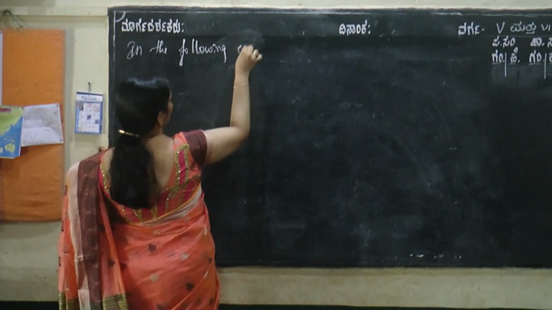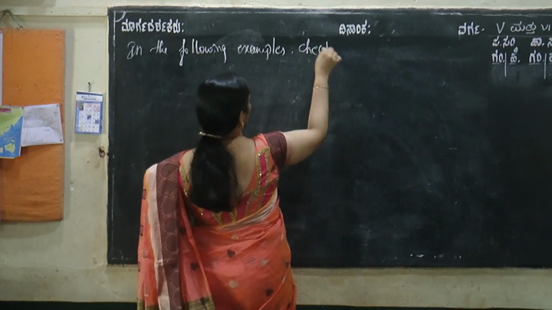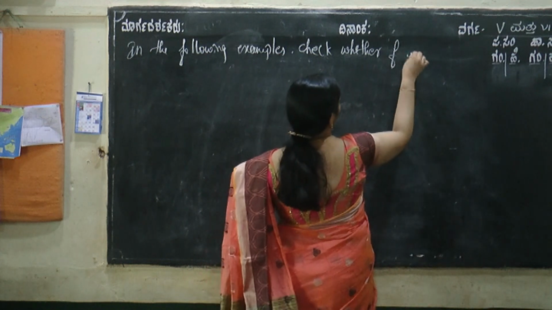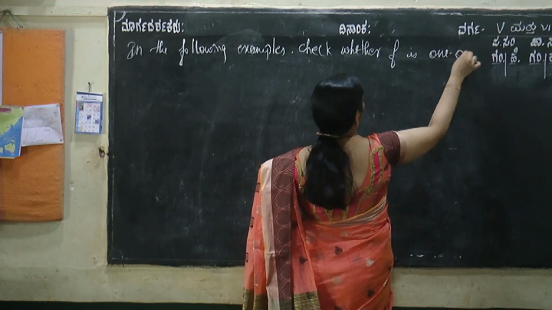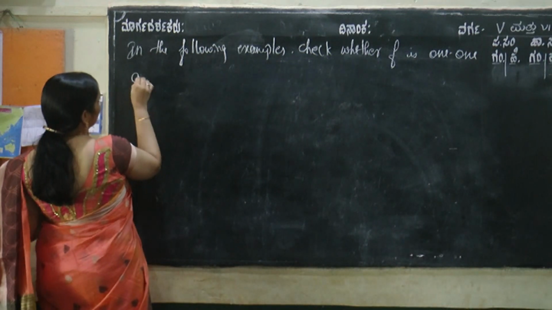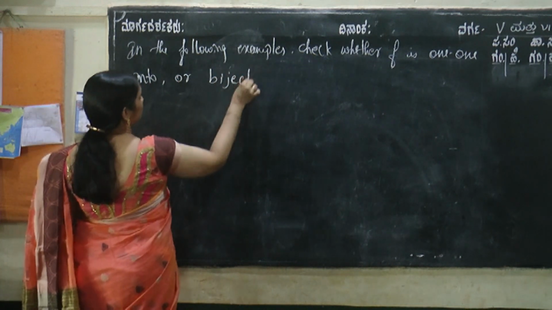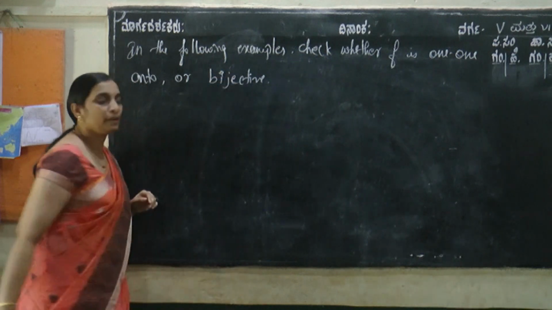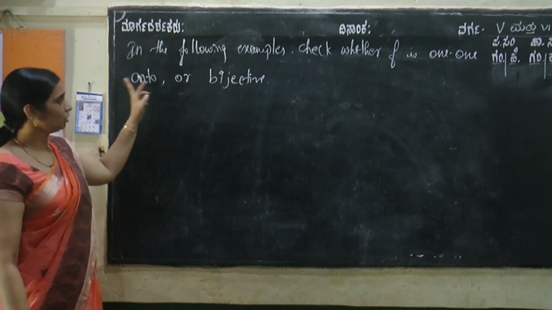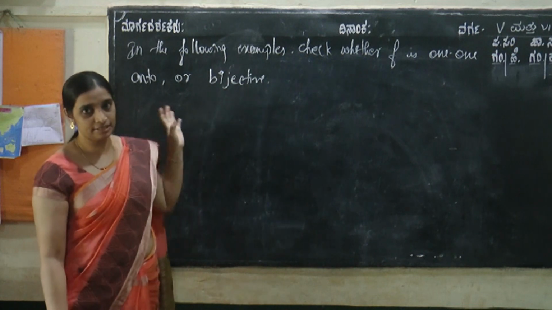In the following examples, check whether f is 1-1, onto, or bijective. So in the given examples here we have to check for the one-one condition or the onto condition. If it is both 1-1 and onto, then we can conclude it is bijective.